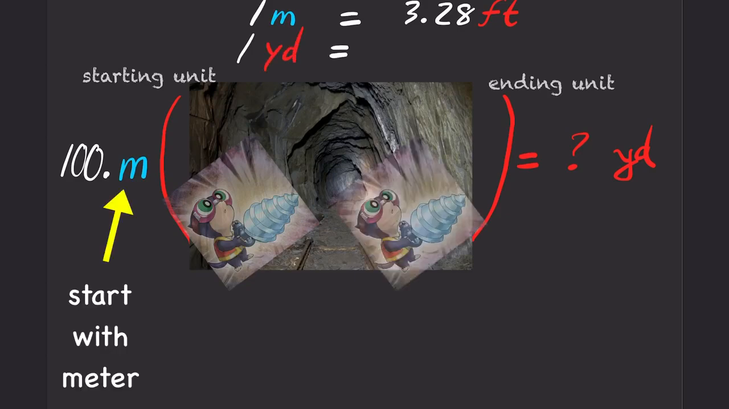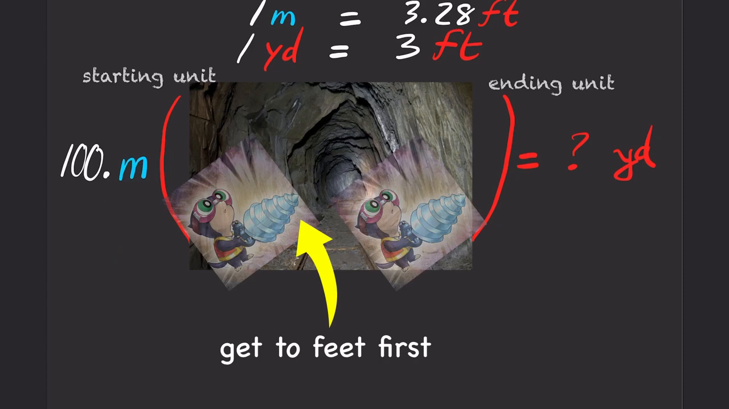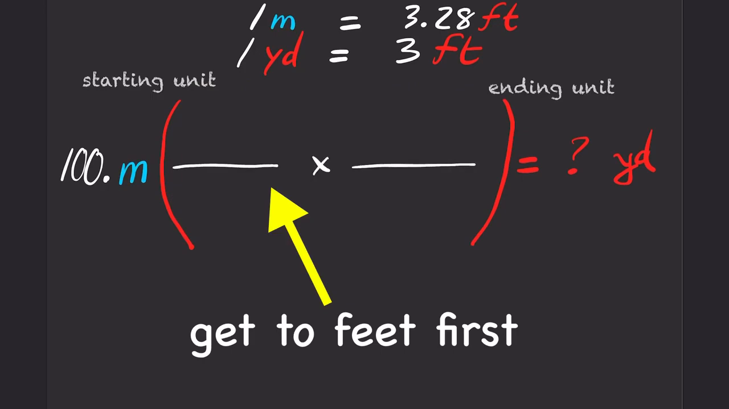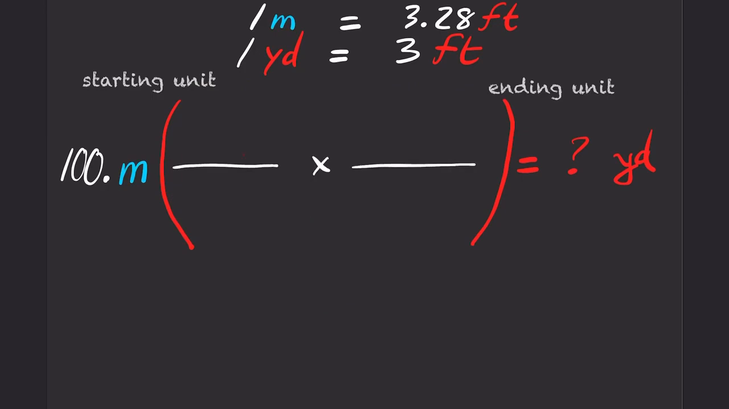First, we are starting with the measurement unit of length, 100 meters. The first conversion factor will take us from meters to feet. Using the relationship between meters and feet, if we put feet in the numerator and meters in the denominator, meters will cancel and we're left with feet. But we don't want feet.